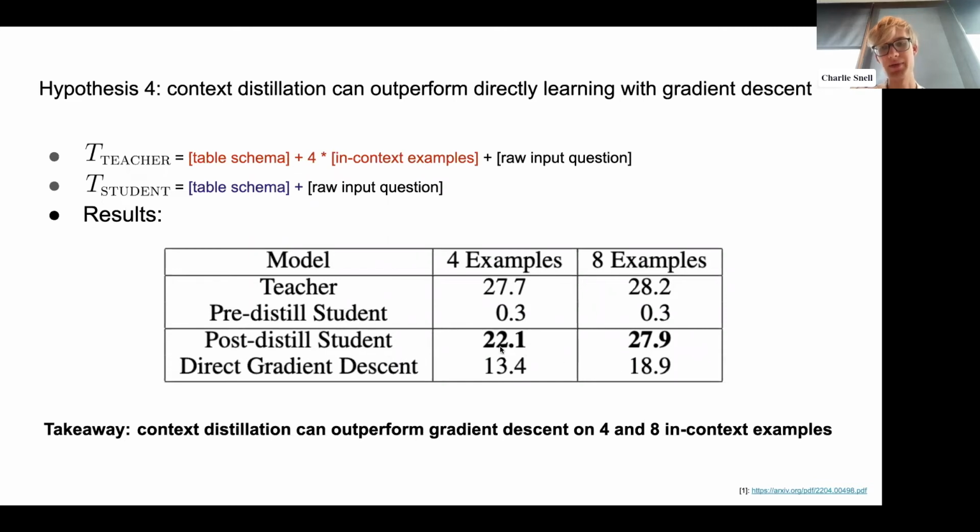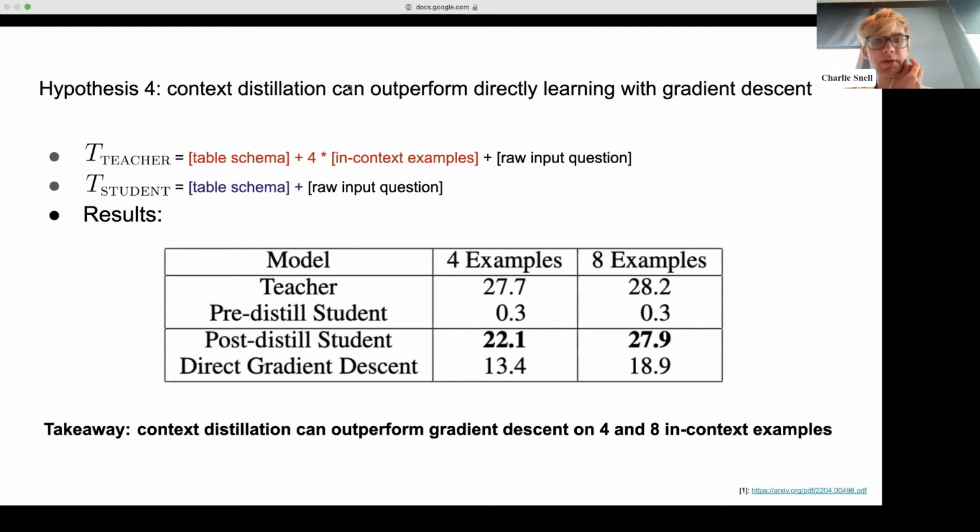And we also see that if we distill more examples, we learn even more. So this can actually be, at least on these small data sets of 4 or 8 examples that we tested here, a substitute for gradient descent.